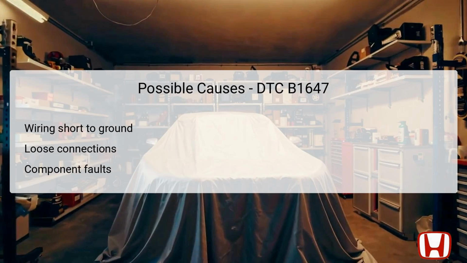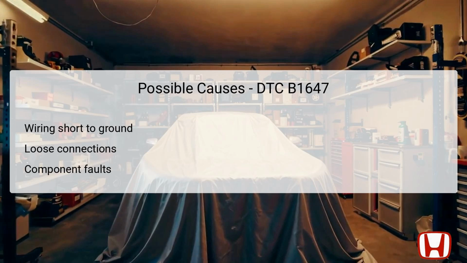There are several potential causes for the DTC B1647. One prominent cause includes a short in the wiring, particularly the EXT-FRAS plus and minus lines, which may have come into contact with ground, interrupting normal functions.